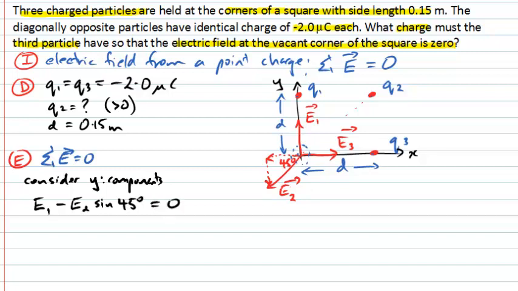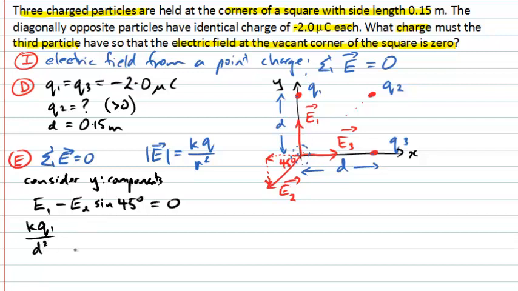So how do we write the field from a point charge? We need to remember that the magnitude of the field from a point charge is K, the electric field coefficient, times the charge Q, divided by the square of the distance we are from that charge. So now E1 will be that constant K times Q1 divided by the square of the distance. Now from that charge to the point we're considering here is a distance D, so let's call that D squared.